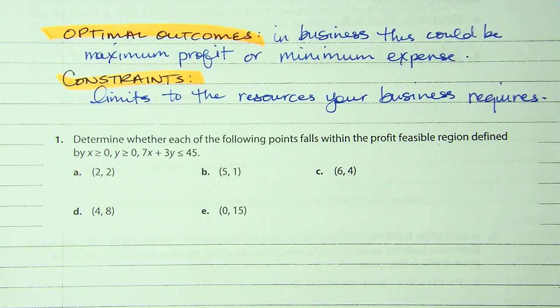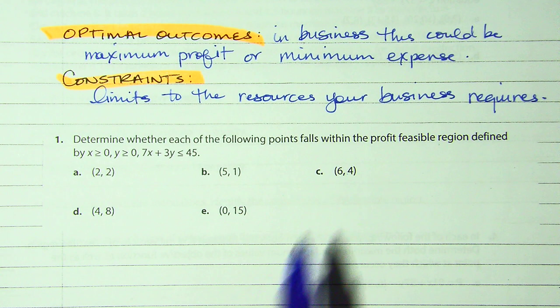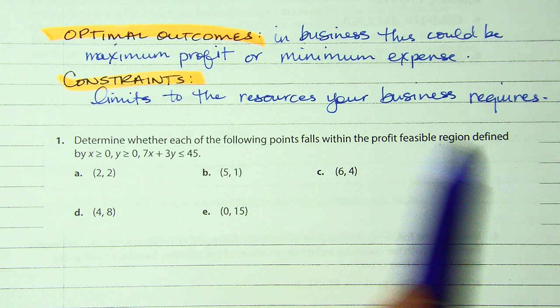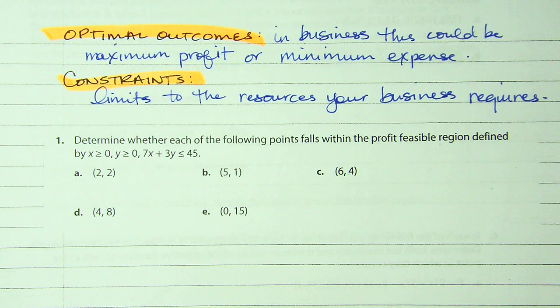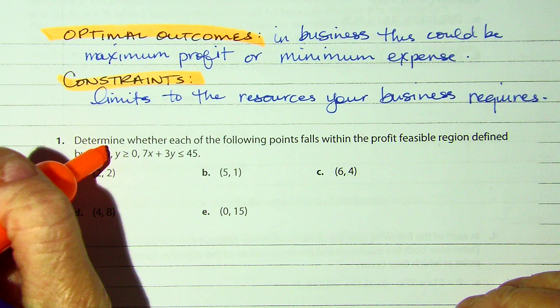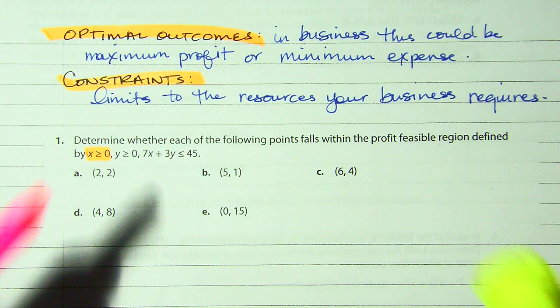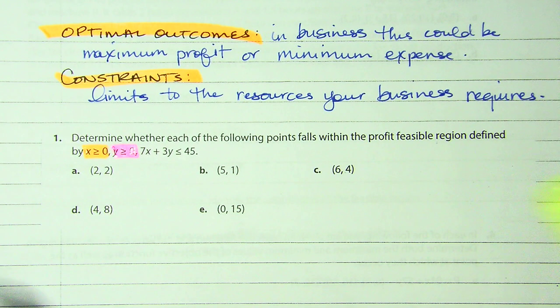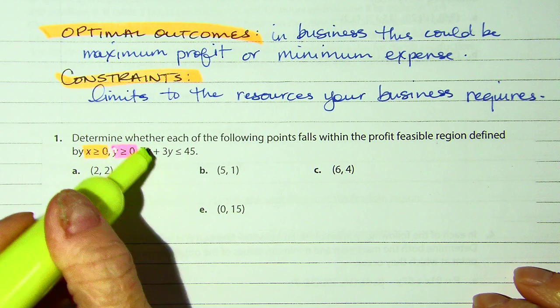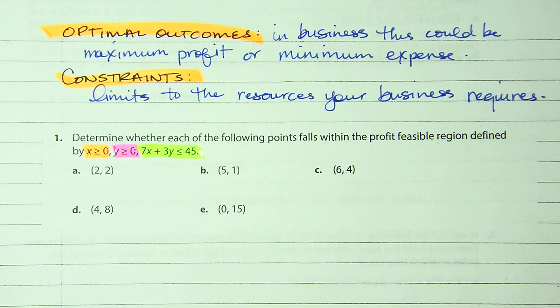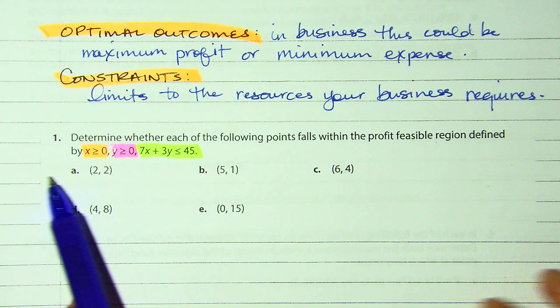So number one says determine whether each of these following points falls within the profit feasible region defined by the following. So I have 3. I have x has to be greater than 0. I have y has to be greater than 0. And this third one, if I plug them in, 7 times x plus 3 times y is less than or equal to 45.